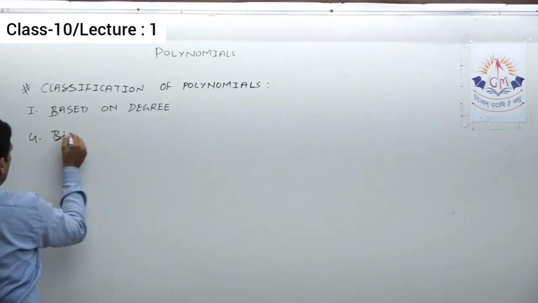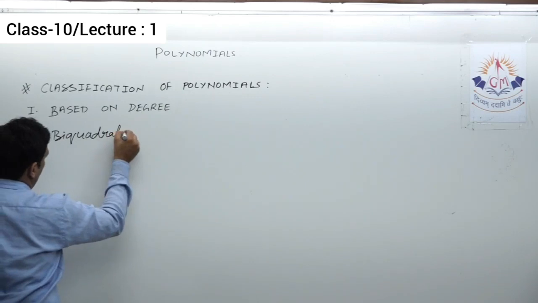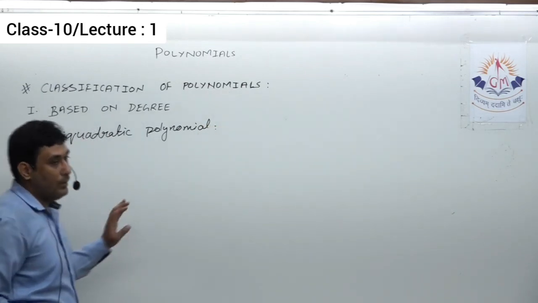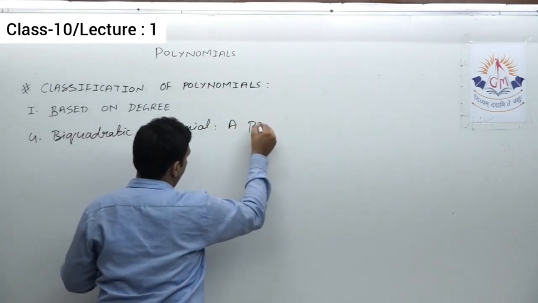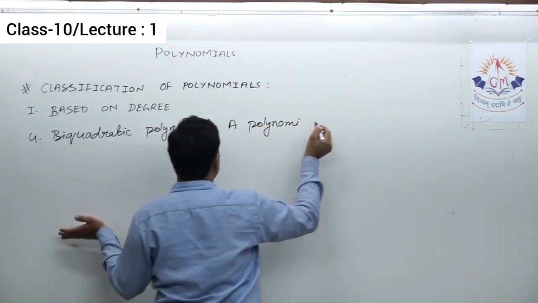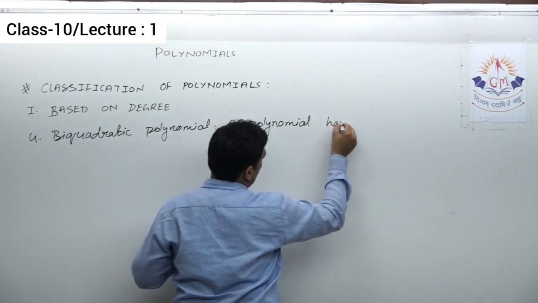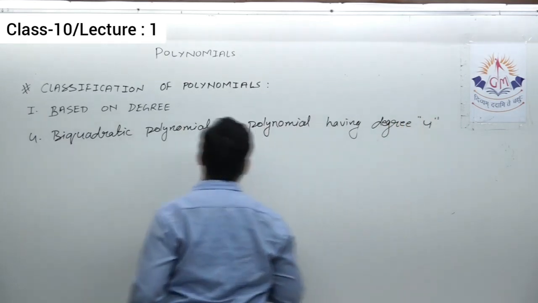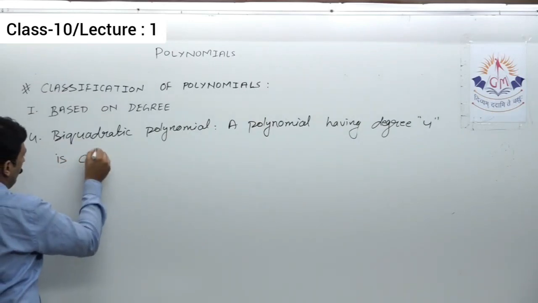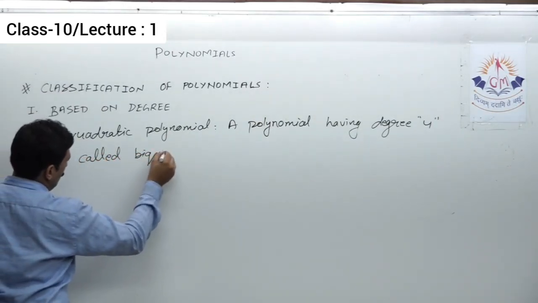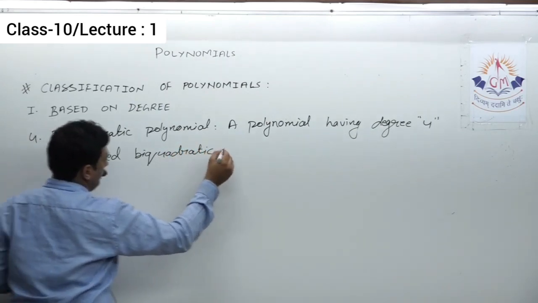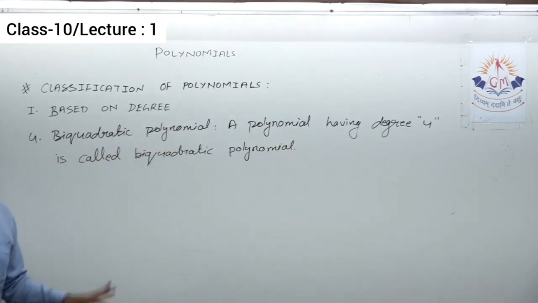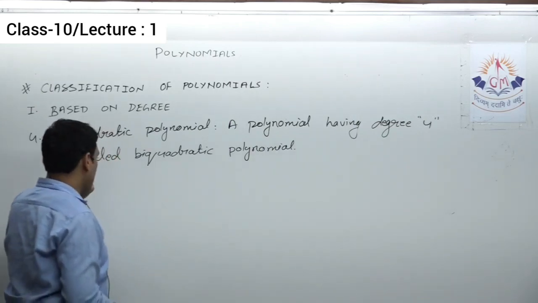Fourth one is biquadratic polynomial. So a polynomial not having degree 3, having degree 4, a polynomial having degree 4 is called biquadratic polynomial.